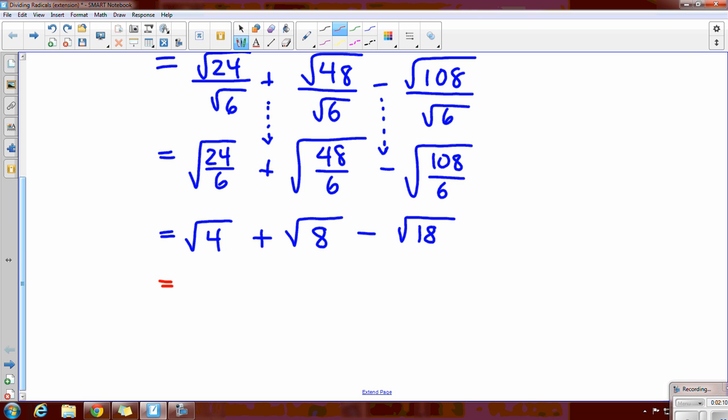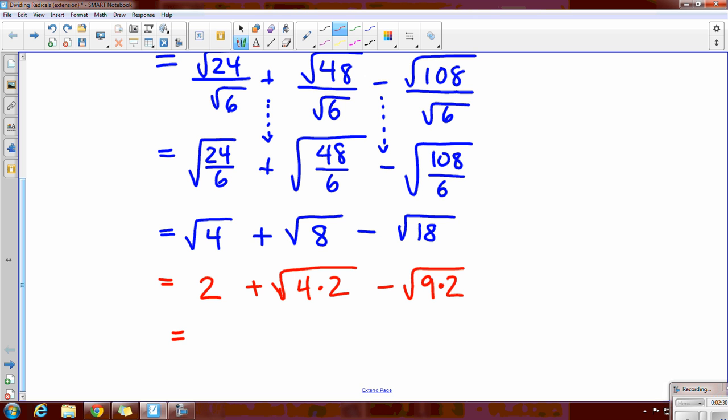The root of 4 simply equals 2. The root of 8, well, I can break that into perfect squares. That's the square root of 4 times 2. The root of 18 is the square root of 9 times 2. So we're going to break these up and simplify them. Out front, I just have a 2. Then the square root of 4 in here equals 2 times the root of 2. In the last radical, the square root of 9 is 3, so it's coming out with a root of 2.